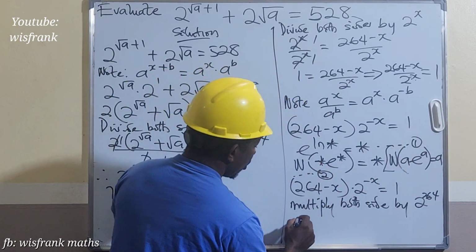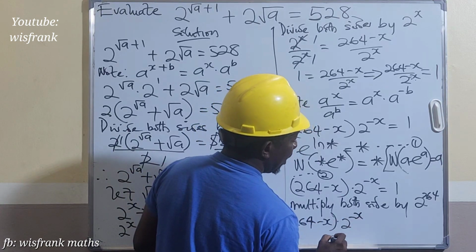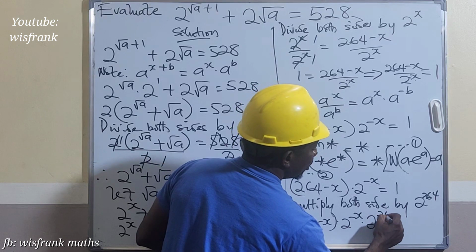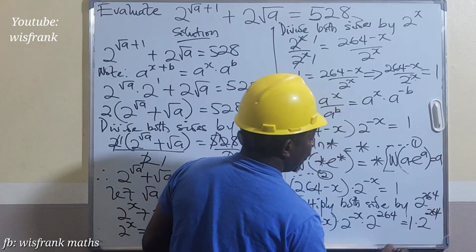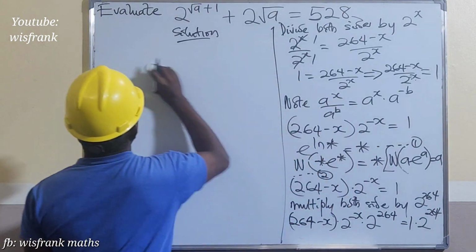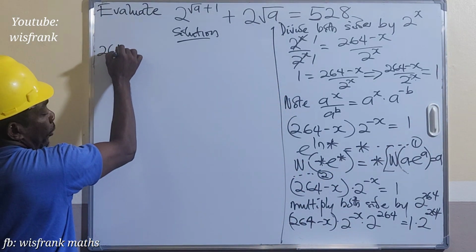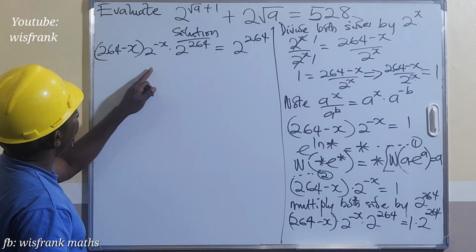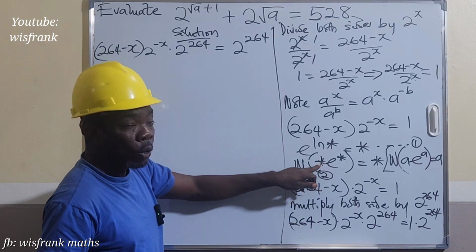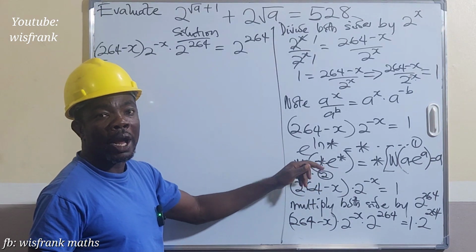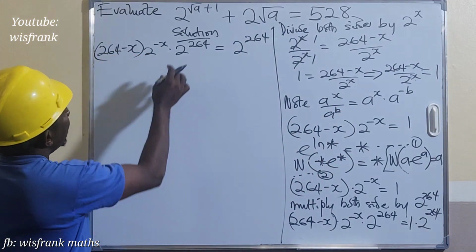So now this will become 264 minus x times 2 to the power of minus x times 2 to the power of 264 equals 1 times 2 to the power of 264. So this is what we have now. We need to clean this. As we said here, transfer that to this other side, 264. So this is what we have now. We can see that our main aim is to make it so that what we have on the product side will be equal to what we have on the power side, or the exponent side. So now, what we have here, we can bring out this.